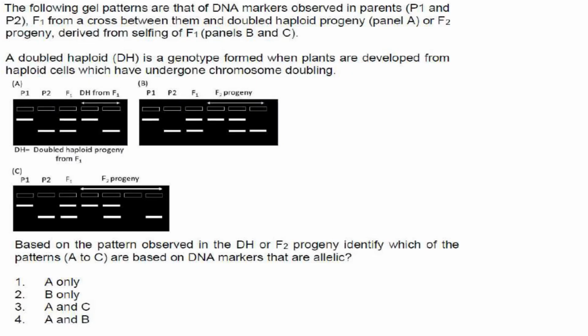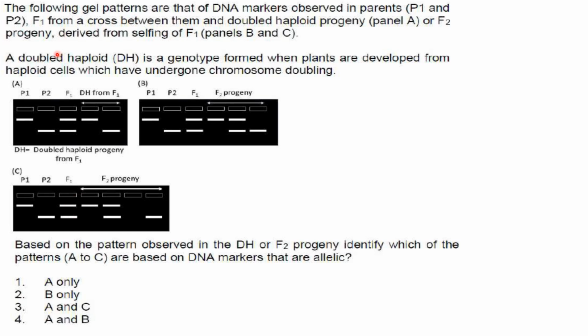Coming to the first question. The following gel patterns are the DNA markers observed in parents P1 and P2. These are P1, P2, P1, P2, P1, P2. F1 from a cross between them. Okay, this is the F1 obtained after crossing P1 and P2.